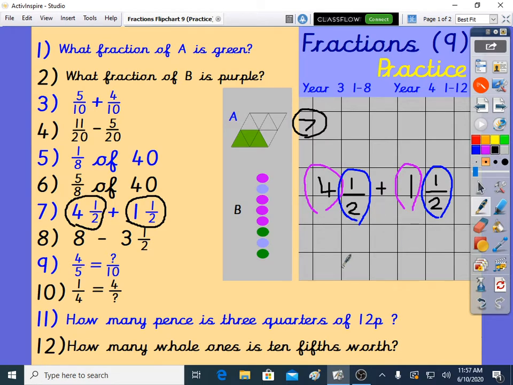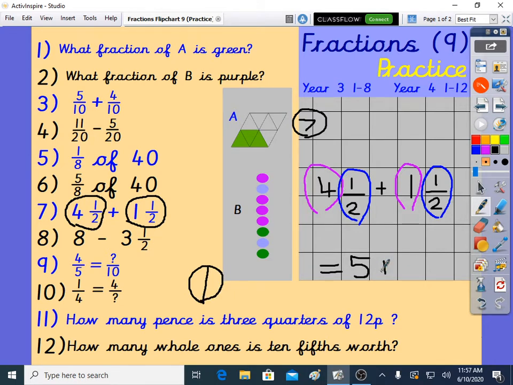So if we add the big numbers, the purple bits, 4 plus 1, that's 5. If we add the blue bits, a half plus a half plus a half makes a whole one. Half a circle plus another half a circle makes a whole circle. Half and a half is 1.